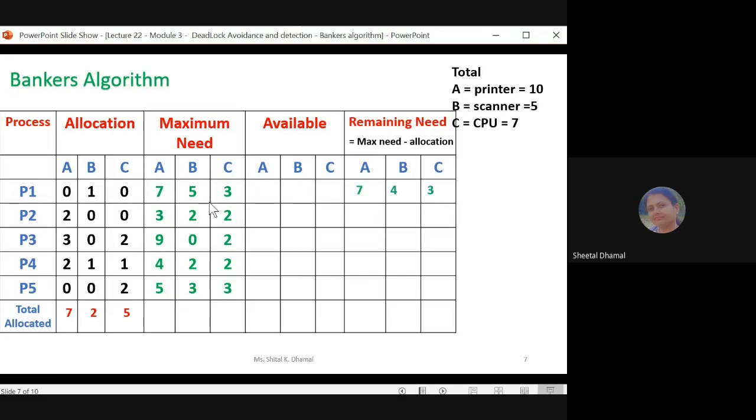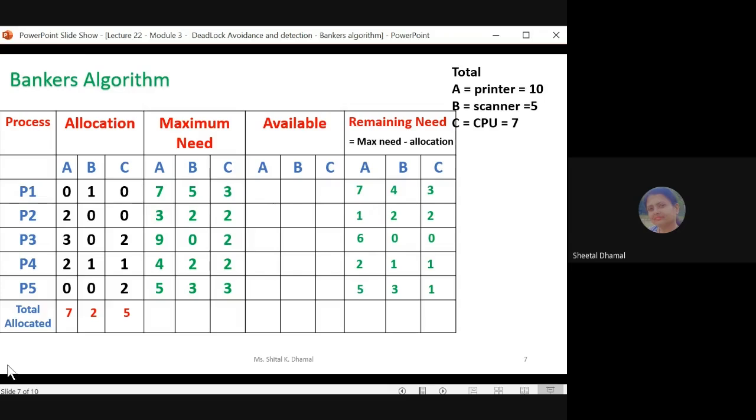Okay, for P2 it is 122. Okay, for P3, it is 600. P4, it is 211. Then P5, it is 531. So like this we can find out the remaining need of the process to complete its job. Okay, so from this formula we have calculated how many resources are required for each process to complete its job.